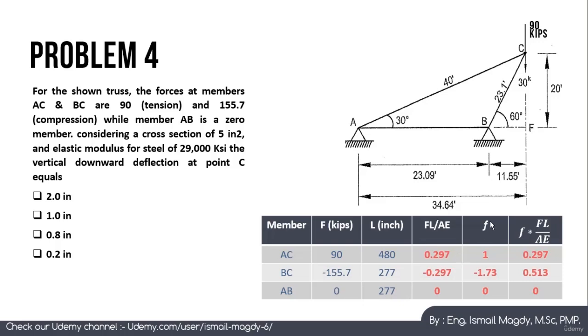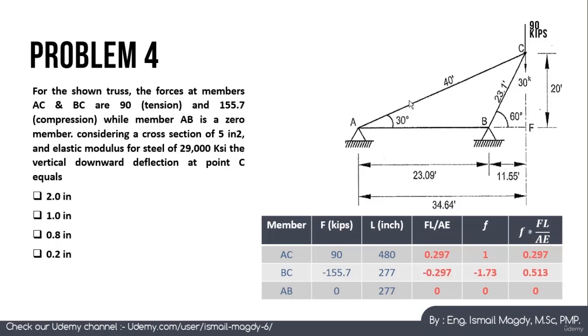After that, we will calculate the small f, which is the forces inside the members, using a dummy force of 1 kip. Instead of the 90 kips here, we are going to assume that we have a force of 1 kip only. So based on this 1 kip, we will calculate the forces inside each member. We are not going to calculate it from scratch, of course. We are just going to use the forces which are given here.